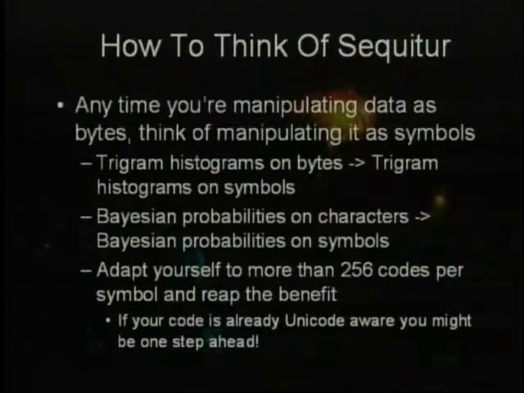So how to think of Sequitur? This is what I want you guys to take away, because there's so much awesome work that can be done here now that we have a symbol level view of all the data we ever look at. Instead of thinking about bytes, think of arbitrary symbols that can be any length, but they're just units. Every time you're thinking, oh, let's look at trigrams, think symbols instead of bytes. Instead of Bayesian probabilities for characters, I wonder which character follows which character, think what symbol follows what other symbol, because that's going to give you the actual flows through the applications that you're trying to break. If you adapt yourself to more than 256 codes per symbol, you're going to be well rewarded for the effort. And if your code's already Unicode aware, you might already be one step ahead.